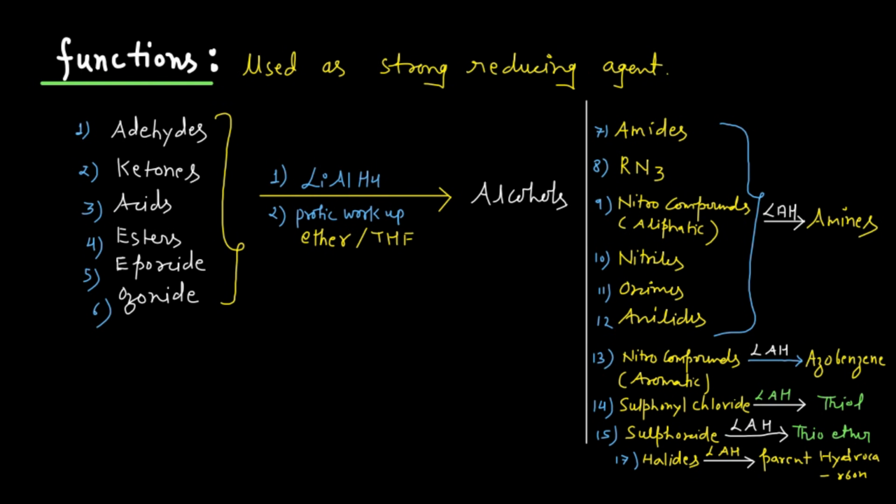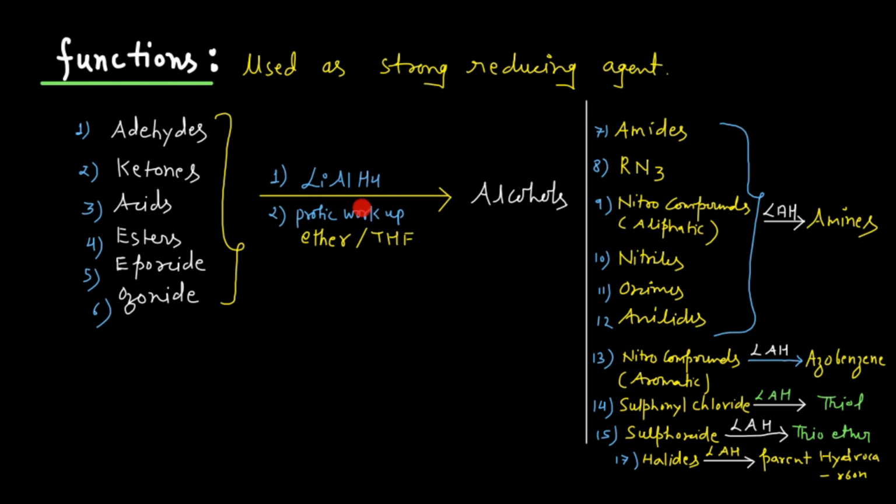So we'll mainly focus our study on the reduction of carbonyl compounds with the help of lithium aluminum hydride. You see the aldehydes, the ketones, then acids and acid derivatives like esters, right? These are generally reduced by lithium aluminum hydride. First we do the reduction, and after the reduction the protic workup takes place. The first hydrogen comes from the lithium aluminum hydride, and the second hydrogen comes from the solvent, right?